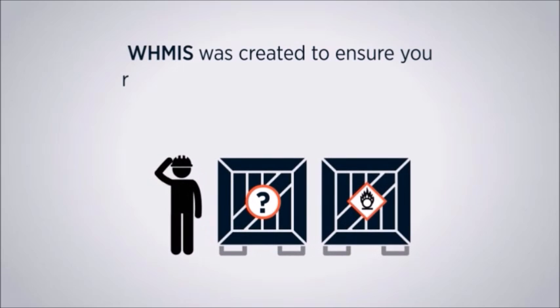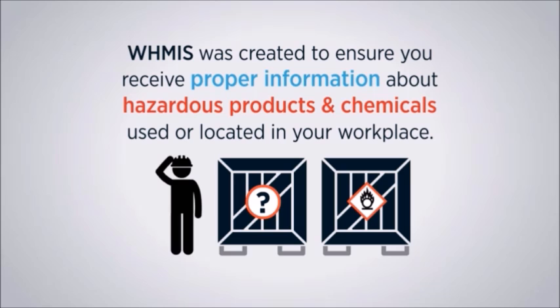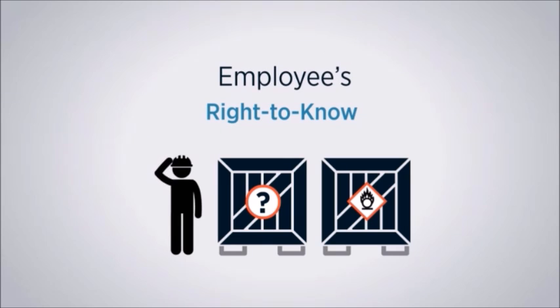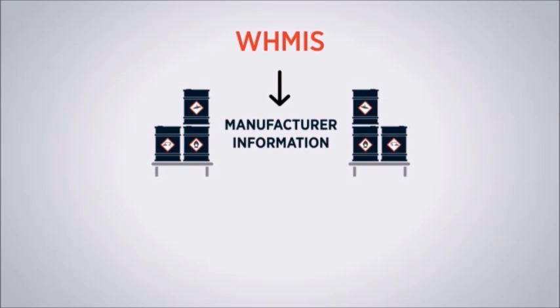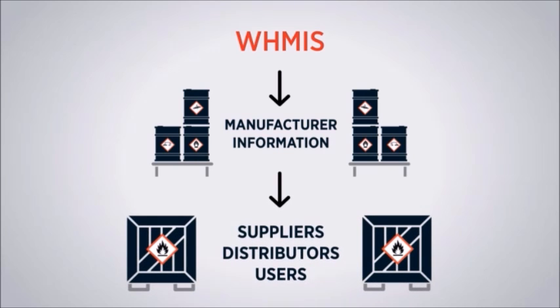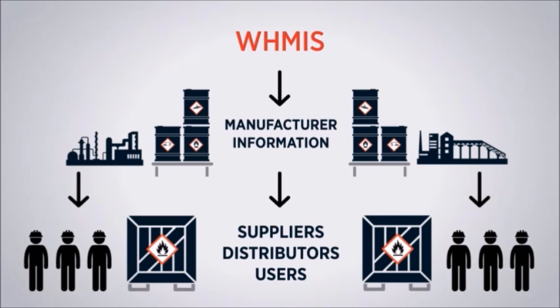WHMIS was created to ensure you receive proper information about hazardous products and chemicals used or located in your workplace. It's sometimes referred to as an employee's right to know. Specifically, WHMIS requires the manufacturers of hazardous products and chemicals to develop certain information that must be passed on to suppliers, distributors, and users. Then, each organization, including the manufacturer, must communicate certain hazard information properly to employees, and employees must be trained to understand the information.